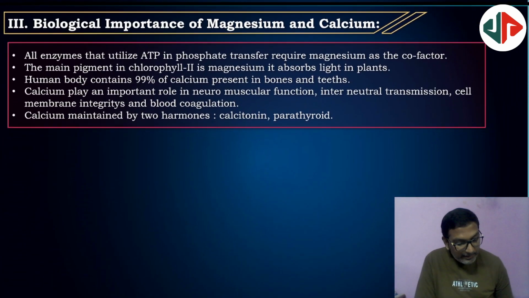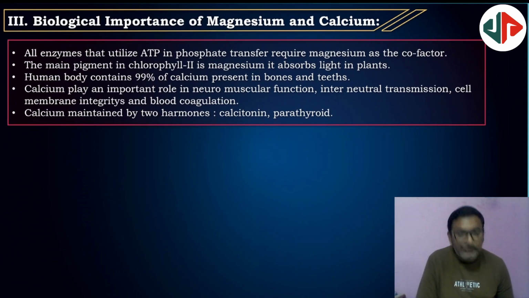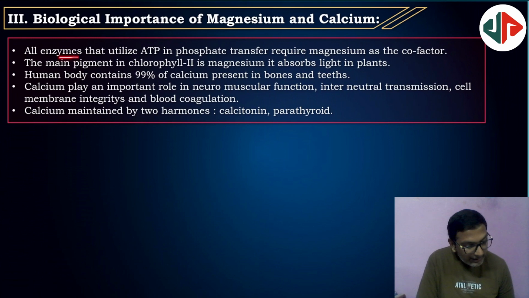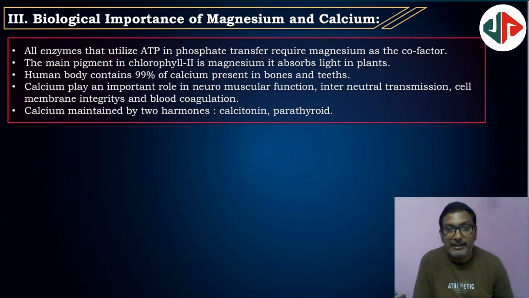Next, biological importance of calcium and magnesium. Biologically, all enzymes that utilize ATP in phosphate transfer require magnesium as a cofactor. Cofactor means nothing but a catalyst type. Chlorophyll, the green part of leaves, contains magnesium. The human body contains 99% of calcium, which is present in bones and teeth.